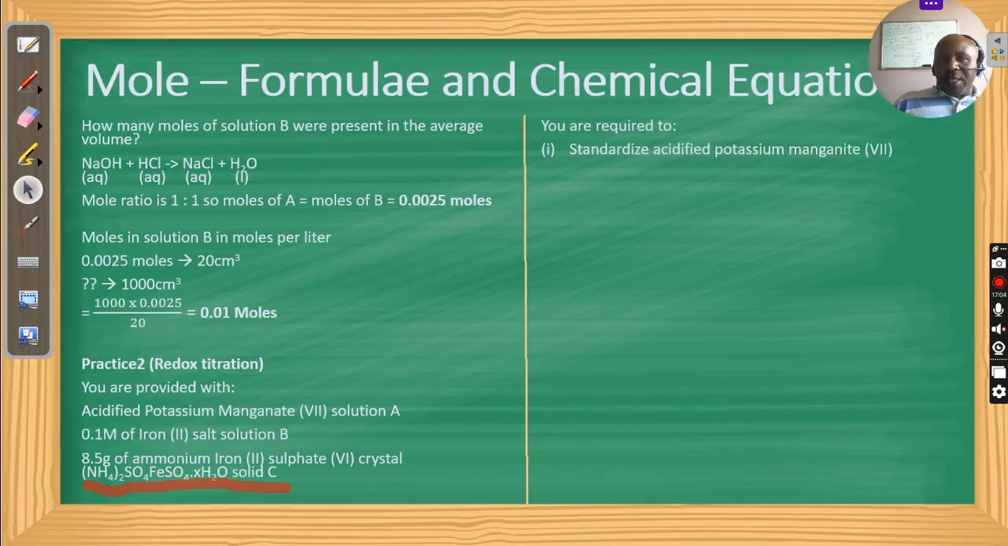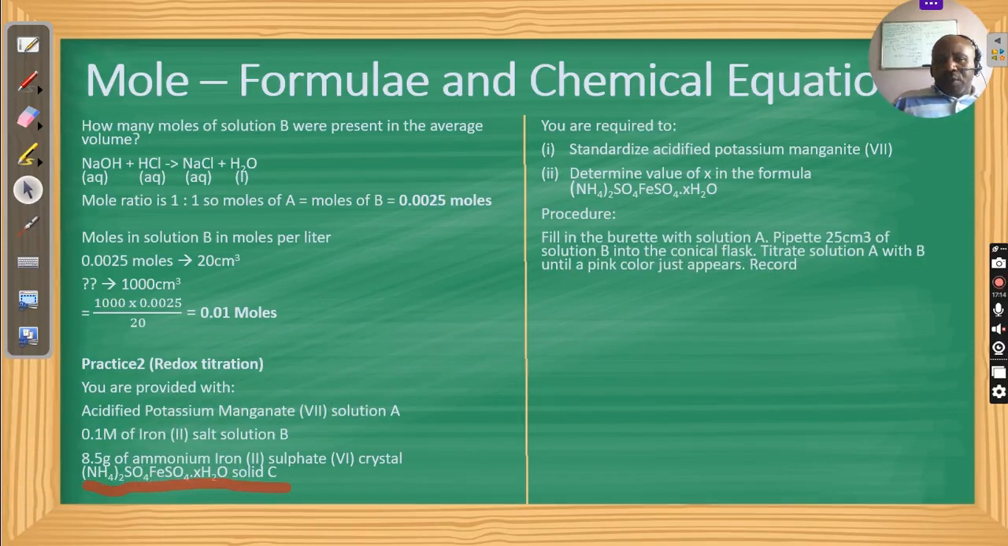You are required to standardize acidified potassium manganate 7. You are also supposed to determine the value of X in the formula, as I've told you. The procedure is to fill the burette with solution A, which is acidified potassium manganate.